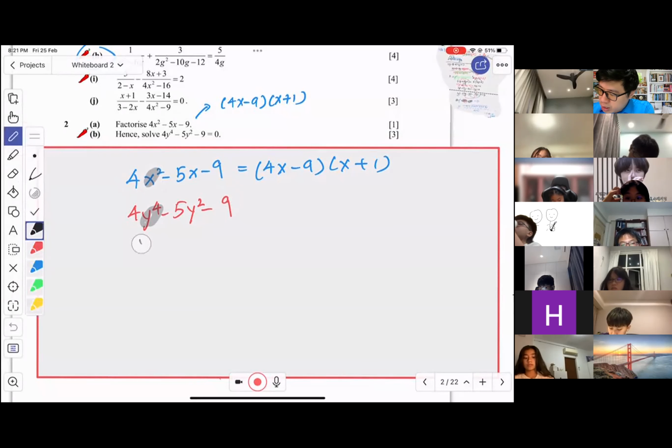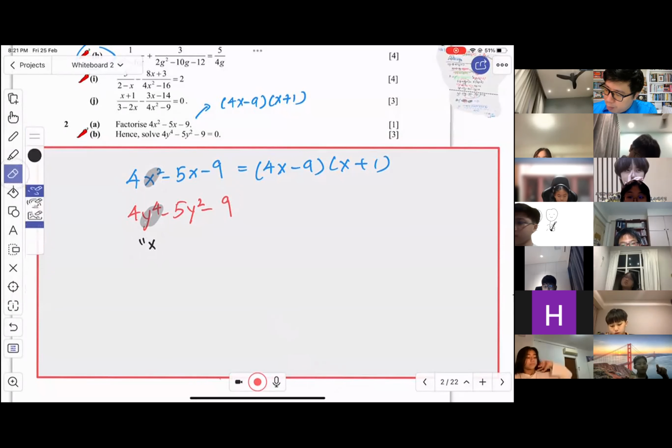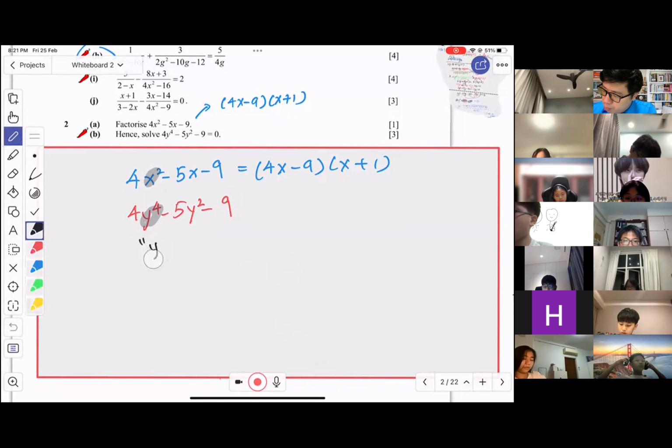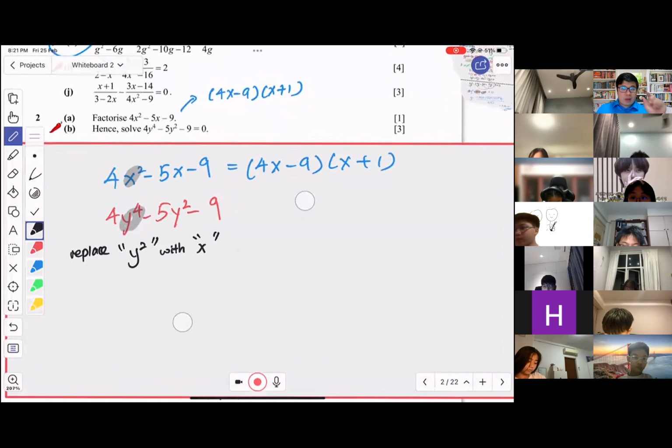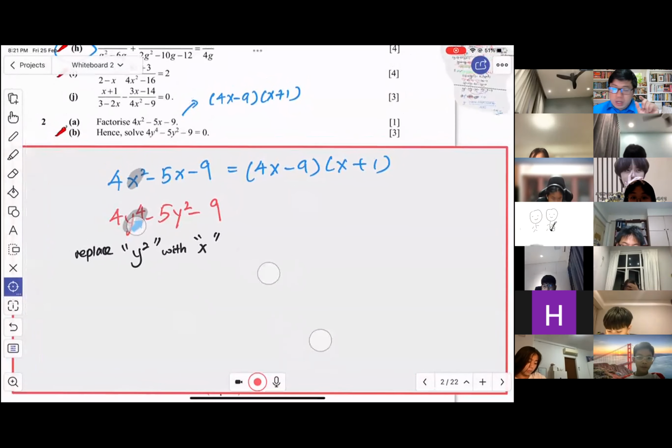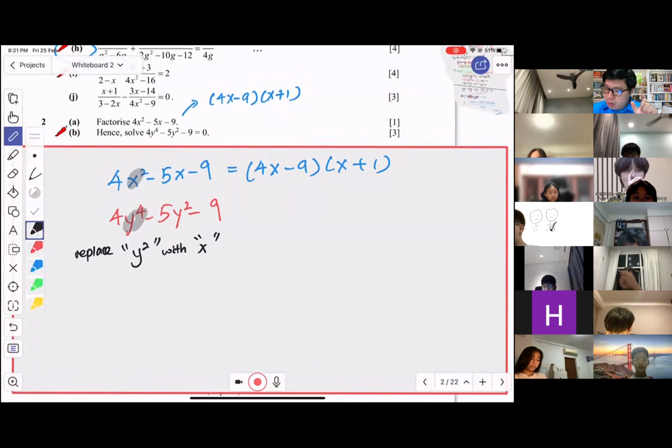So you just need to replace x, y power 2 is equal to x. You need to replace y squared with x. So if you treat y squared as x, then 4x squared will also be 4y power 4.